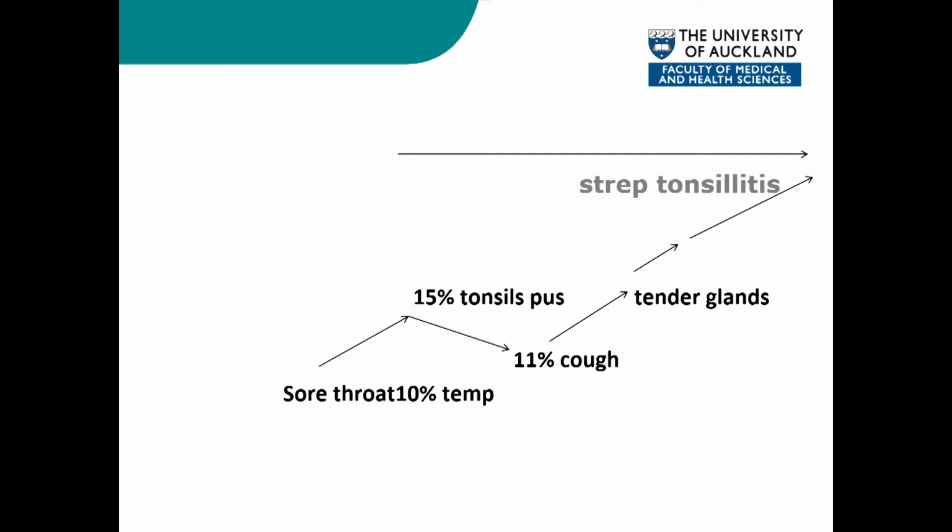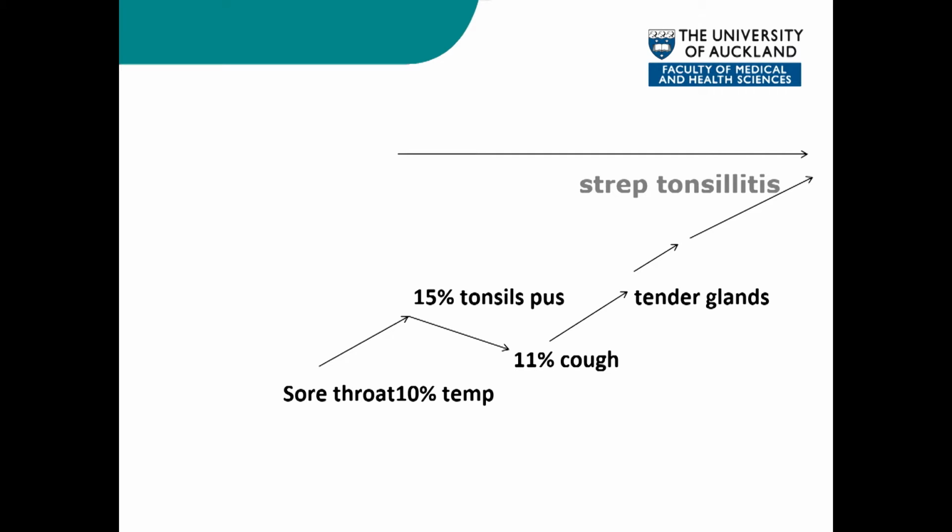So a patient comes in with a sore throat. If they've got a temperature, they've got a 10% pre-test probability. I'm making up these figures for the sake of this talk. If they've got pus on their tonsils, the pre-test probability would go up to 15%. If they had a cough, that would drop it down, say, to 11%.